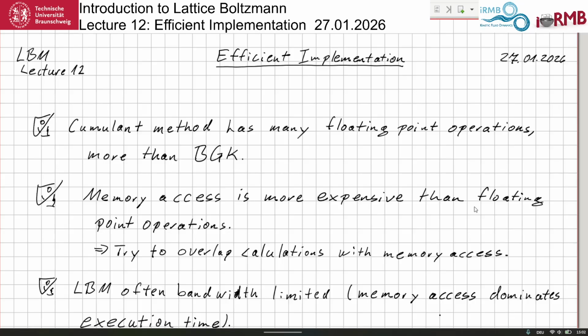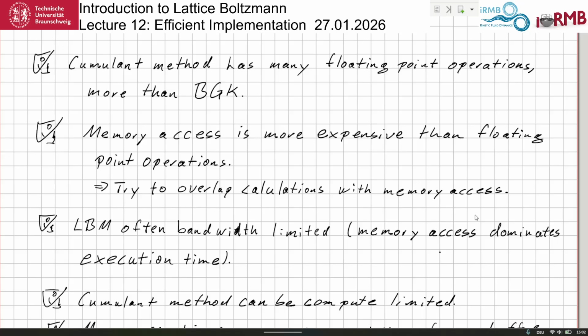So, efficient implementation. I've written down a few sentences here on what we are going to consider. Here we want to have efficient methods. Efficiency has several aspects. Efficiency means that, for example, our method is accurate, because an accurate method is also efficient, and an inaccurate method is also inefficient, because it usually requires a lot of resources.